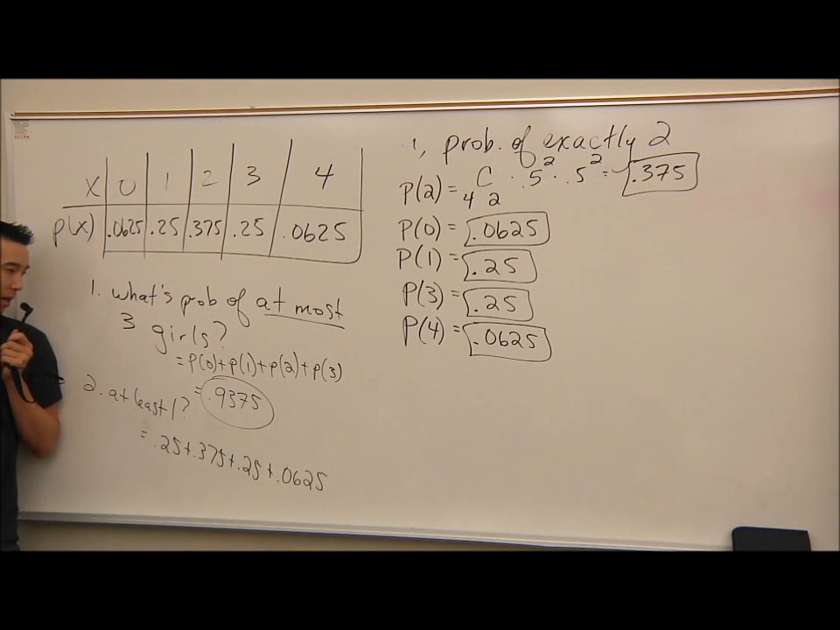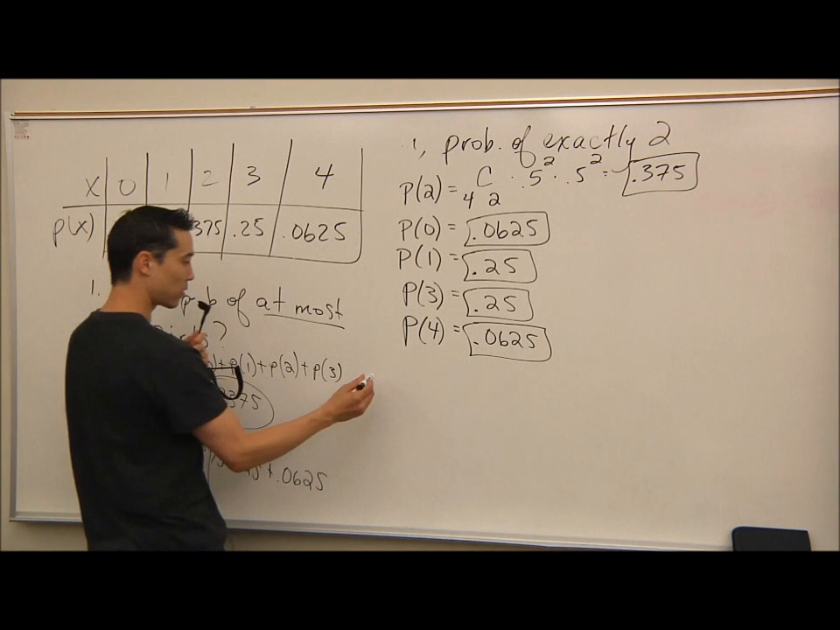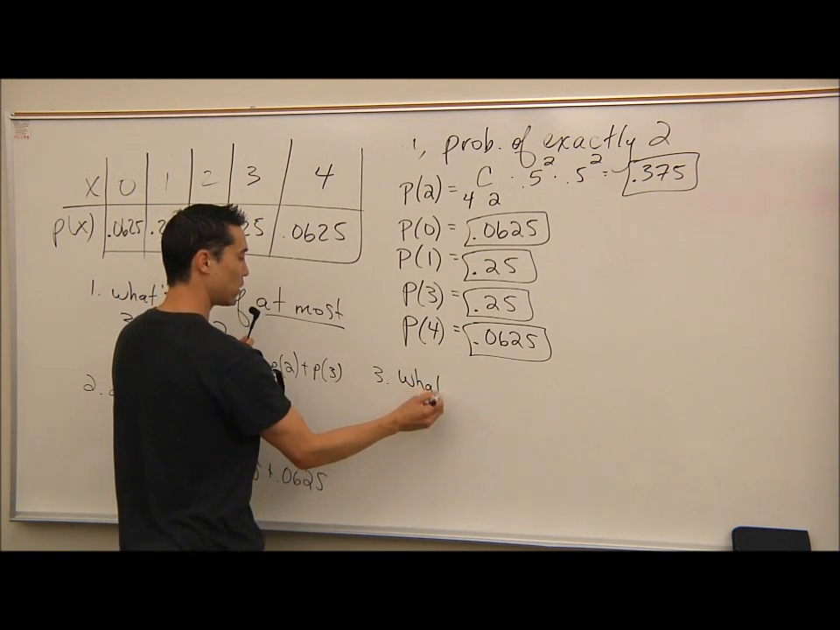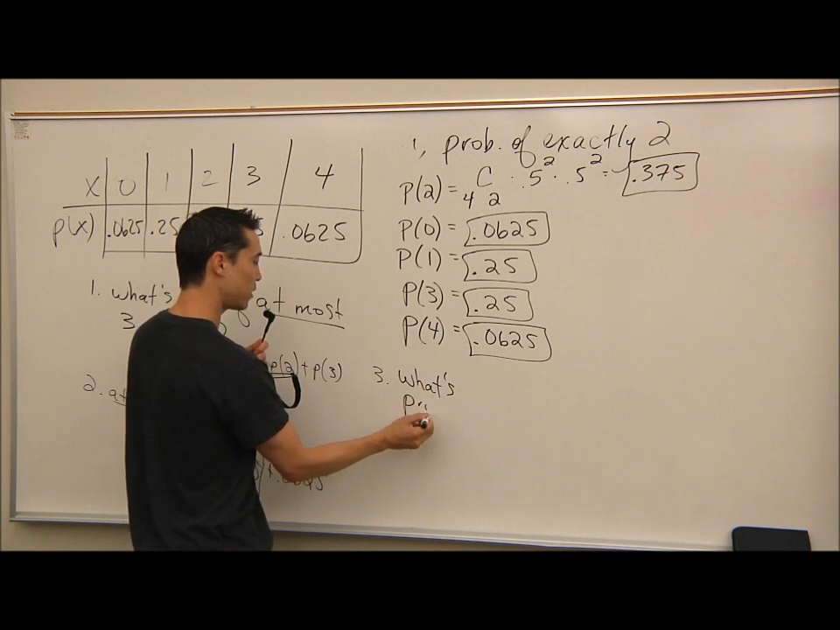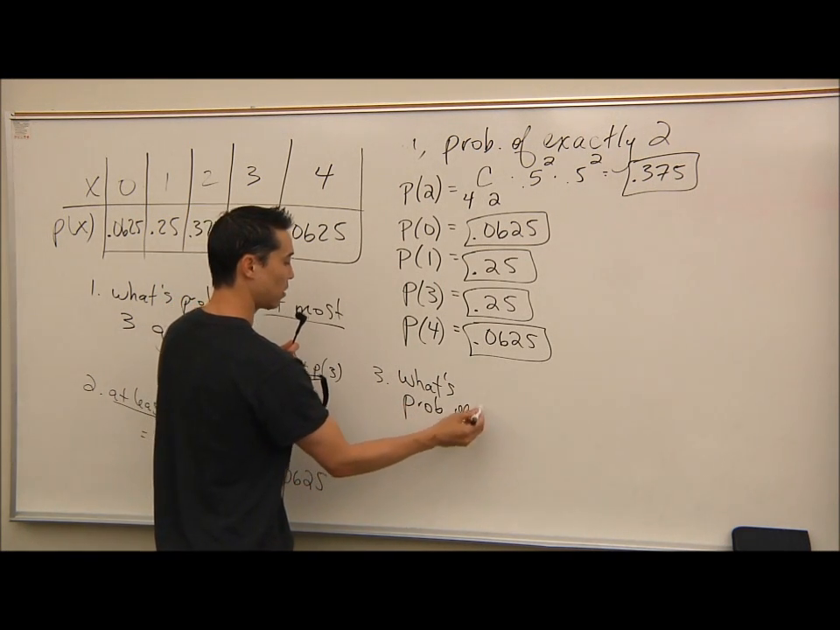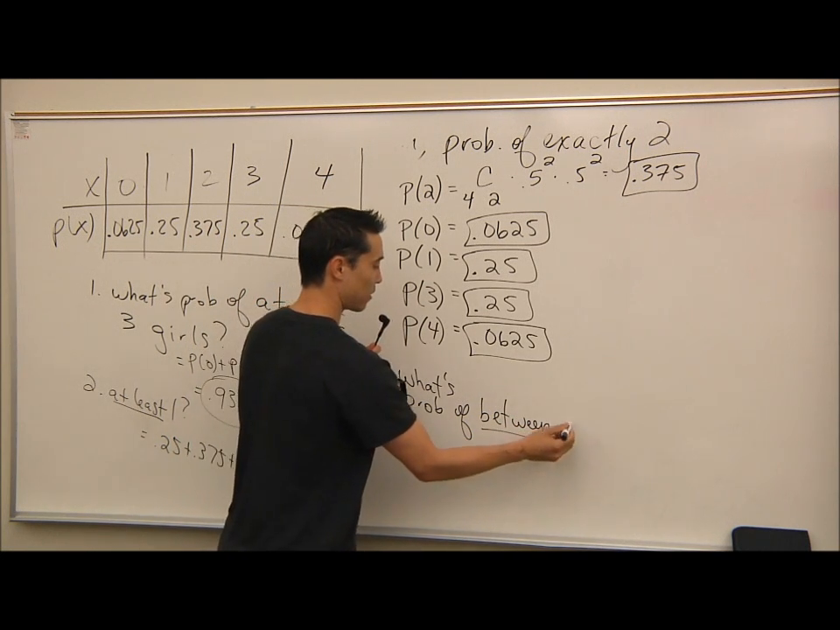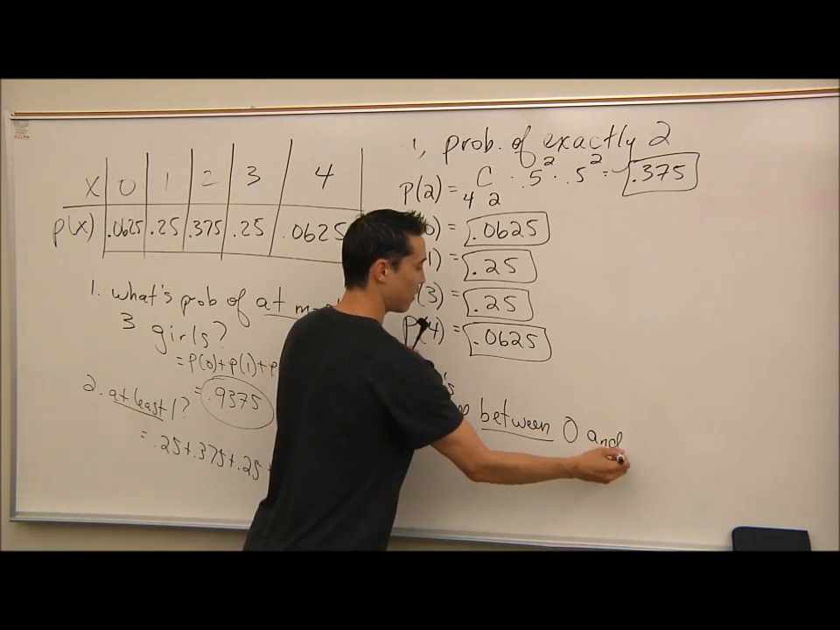Okay? So at most and at least come up a lot in these binomial probability questions. Also a couple of other keywords. Between. What's the probability of between 0 and 4?